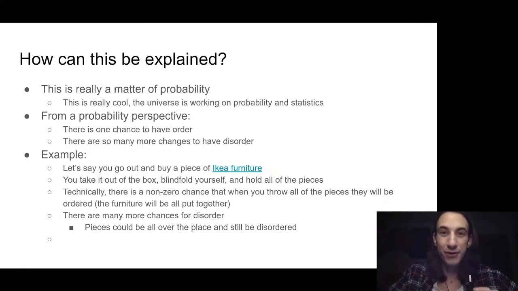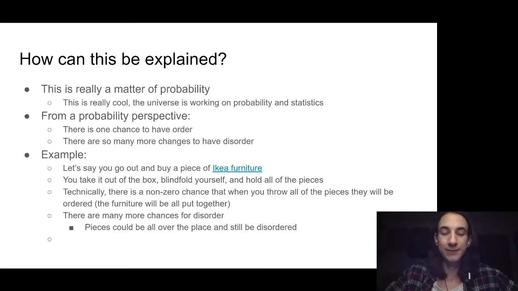So that is an ordered system. There's a very low chance that in all that chaos, all that randomness, we get an ordered system out. That is not very likely, but technically there is a non-zero chance that it could happen. But it's more likely that we have disorder, because there are a lot more chances for disorder. Maybe I throw them all and one of the shelves is where another shelf could be. That would be crazy, but that's still disordered.